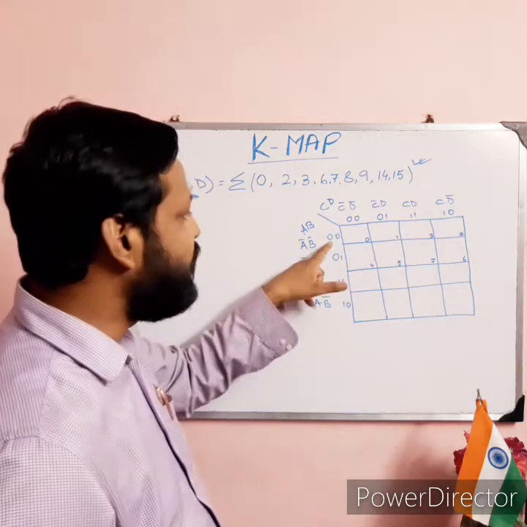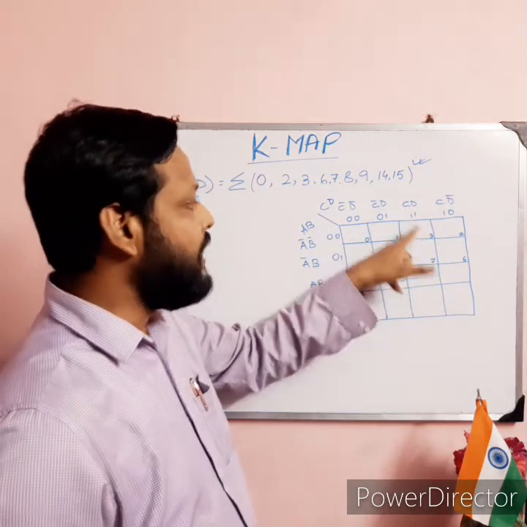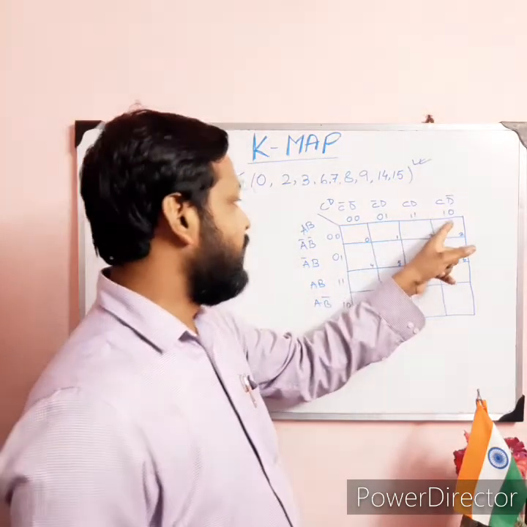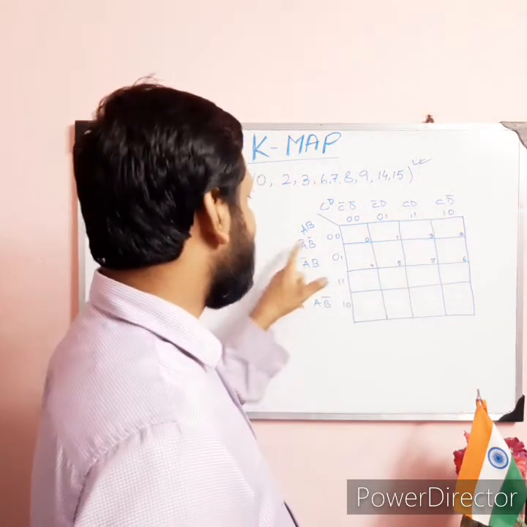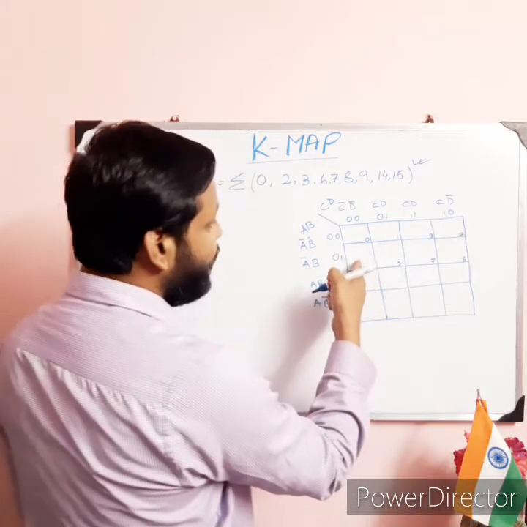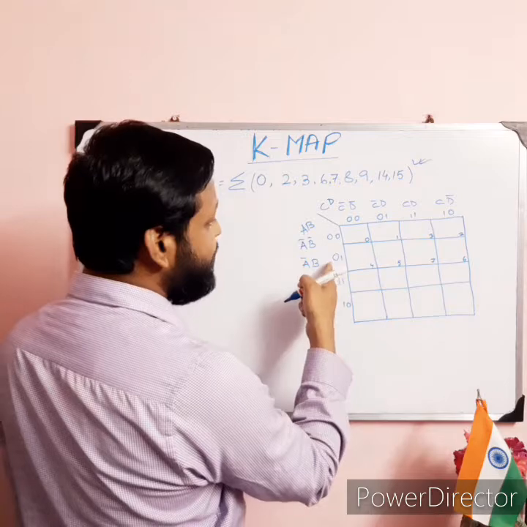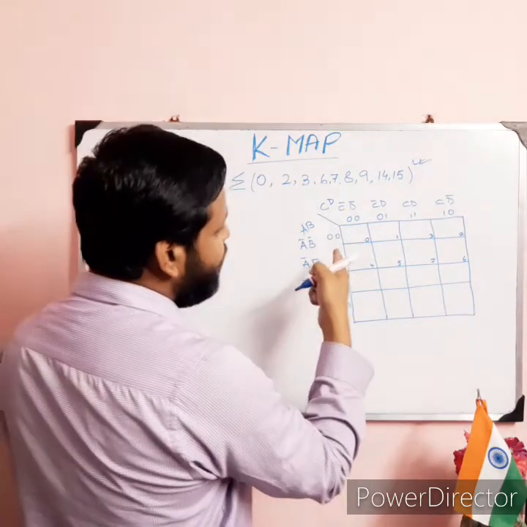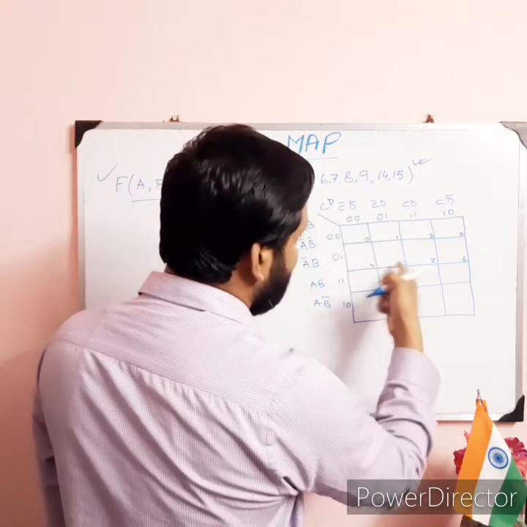Why is this 3? This box is created by AB and CD. In AB we have 0, 0, and in CD 1, 1. So 0, 0, 1, 1 in terms of binary is 3. Then 2 means 0, 0, 1, 0. Then 4 means 0, 1, 0, 0. So here A is 0, B is 1, C is 0, D is 0, so it is 4.